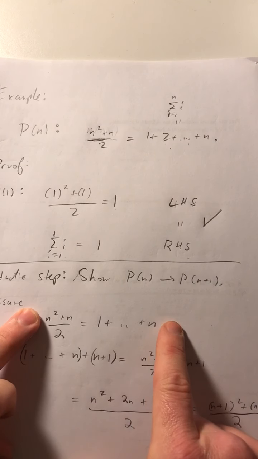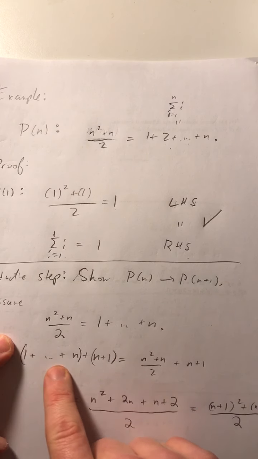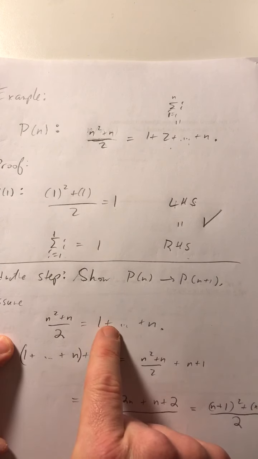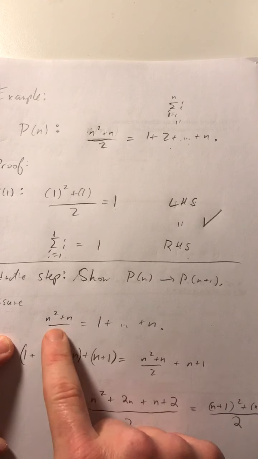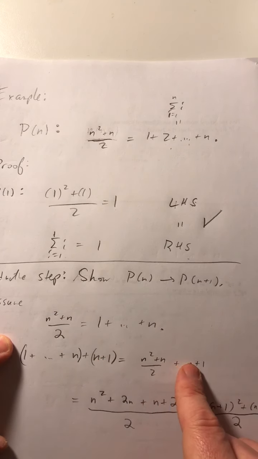So I've assumed this equation is true, that's P of n, and then I look at the right-hand side for P of n plus 1, and part of it I can see is the right-hand side for P of n. So I use this assumed equation to say this part in the parentheses is equal to n squared plus n over 2, and that's where this comes from. And then the n plus 1 just stays as n plus 1.